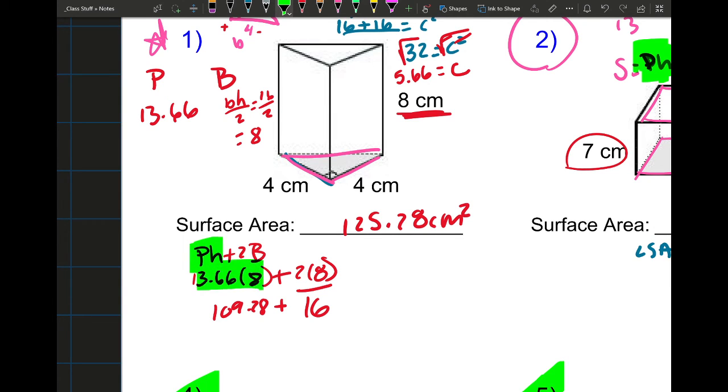Mister, how was that you find the lateral surface area again? Right here. This is the step for the lateral surface area. So lateral surface area equals 109.28 centimeters squared.